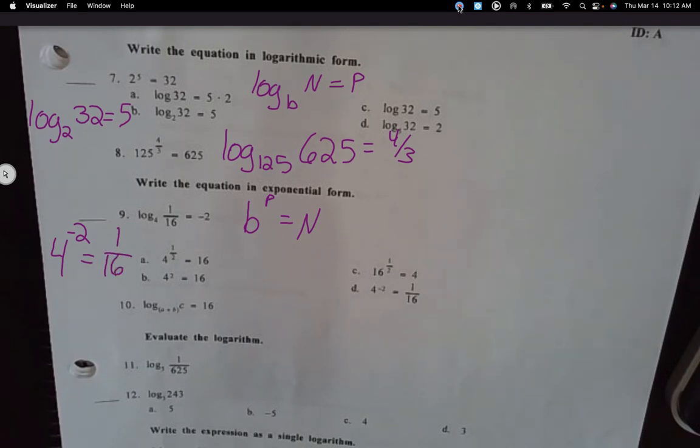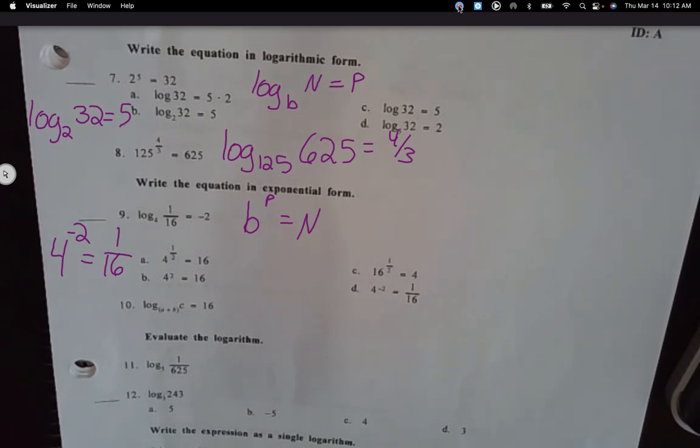And y'all, let's see if all of them might work, but 4 to the -2 would equal that. So your base to your power equals your number. Okay? Are we good with that?